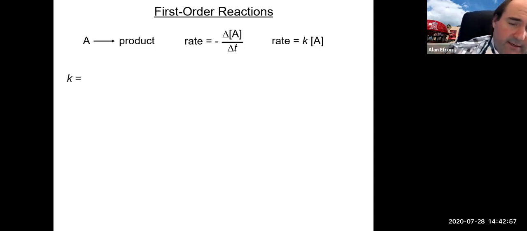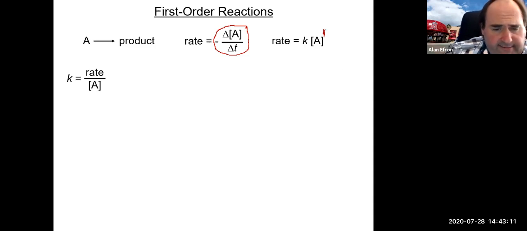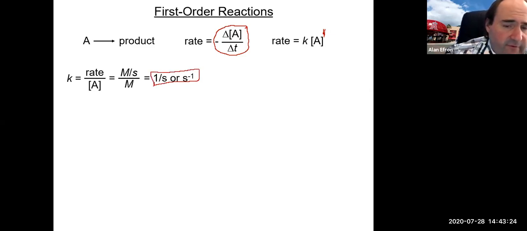If we write our rate expression for this, the rate is dependent on the change in the concentration of our reactant. If we write our rate law, rate is equal to k times the concentration of A. Rearranging the rate law and solving for k, we just put our units in, we see the typical units associated with a first order reaction, which is 1/seconds or reciprocal seconds.